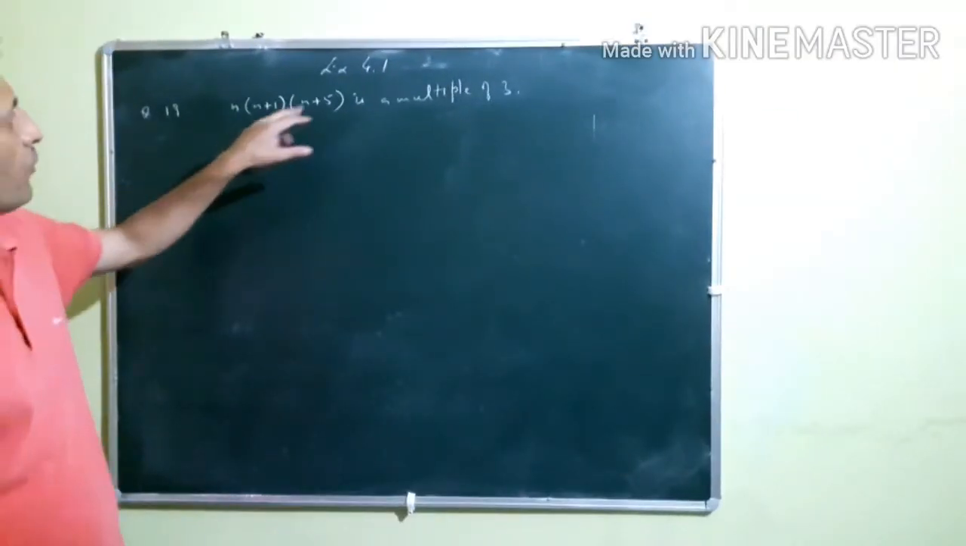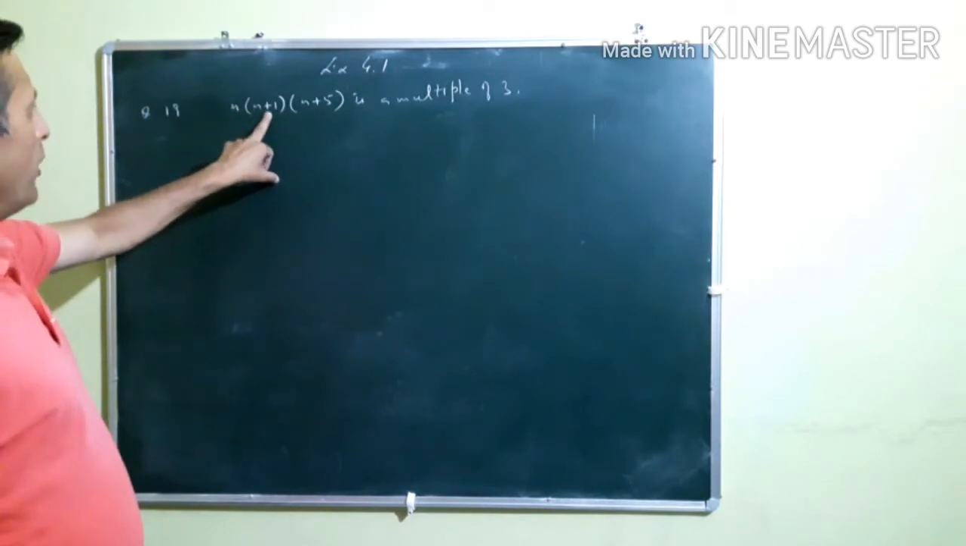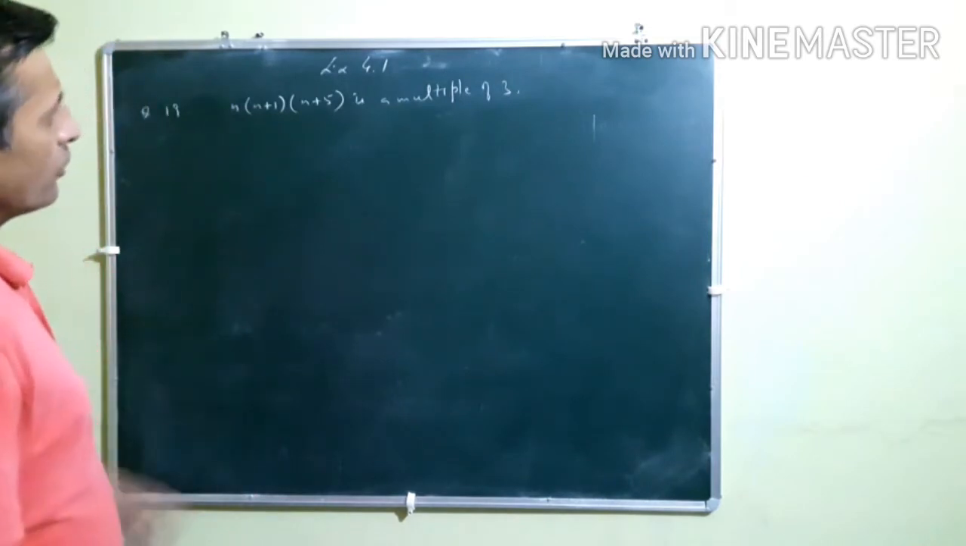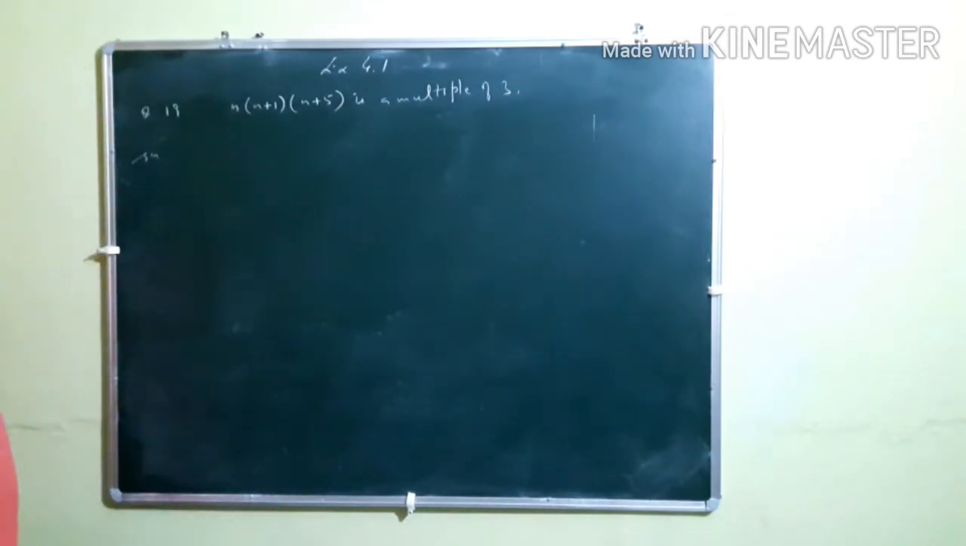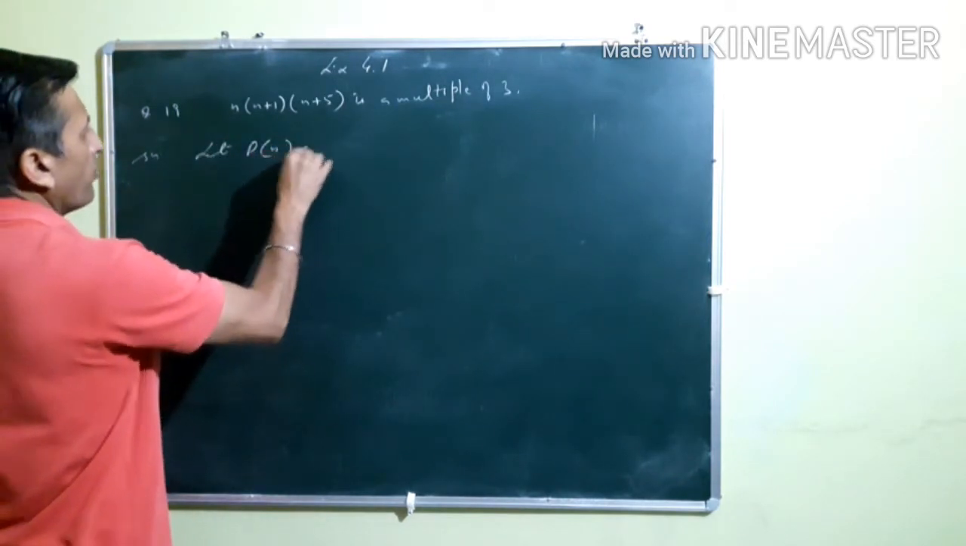That's all. This proves it. Now see, this is question number 19 from the same exercise 4.1. In this case, he said that n(n + 1)(n + 5) is a multiple of 3, or otherwise you can say it's divisible by 3. Okay, so I'm going to solve this one. Once again, suppose this is your polynomial p(n).